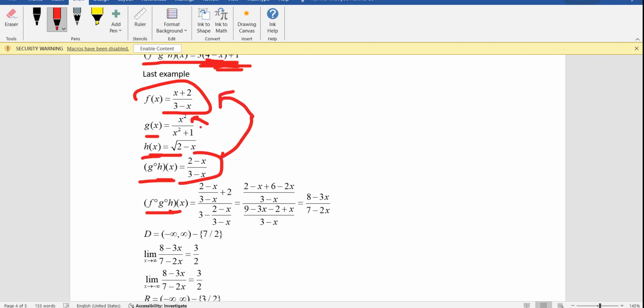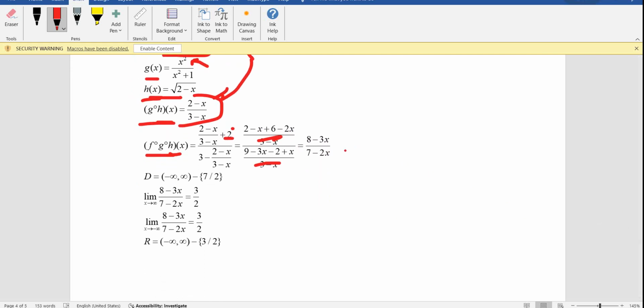In f of x, we need to substitute this function in every single x. As you see, we substitute it here. Then we need to multiply here by the same denominator here. This is going to go with this, 2 plus 6, 8 minus 3, minus 1 minus 2, minus 3x multiplied by 7 minus 2x.